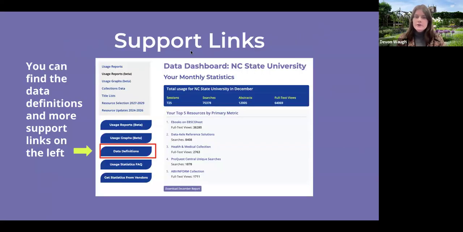On the left-hand side, you're going to see those support links that I mentioned. There's a red box that I've included on the slide around the data definitions link. That's where you can find the breakdown of what these data points are and how they're being counted across different resources in the NC Live collection. You can see our FAQ page, and then you can see the get statistics from vendors link to head to any admin portals that make sense for your library.